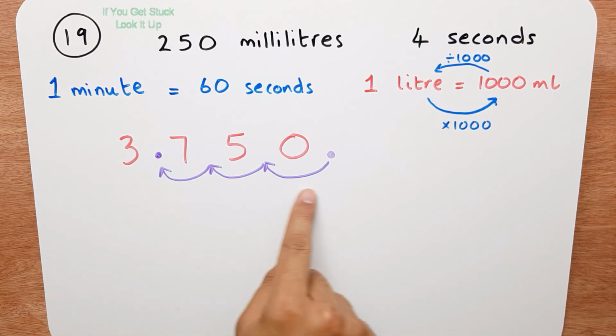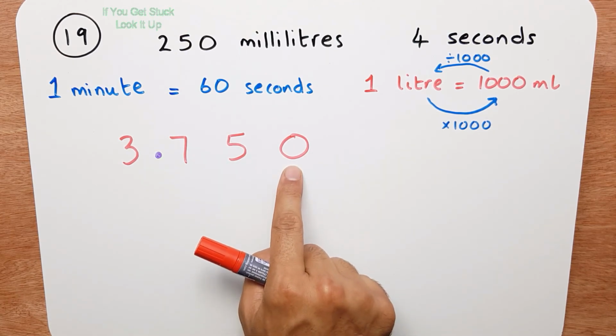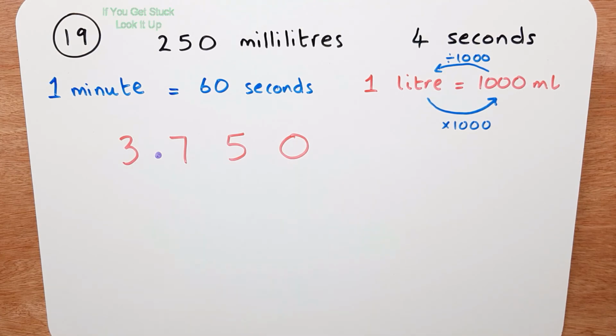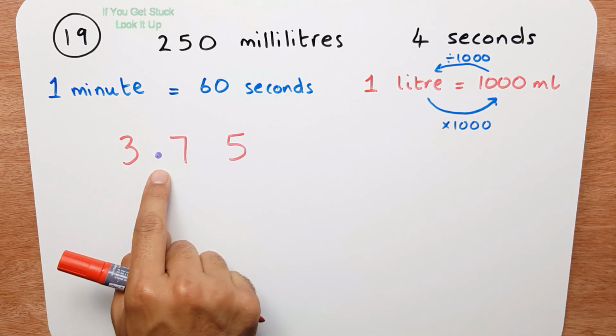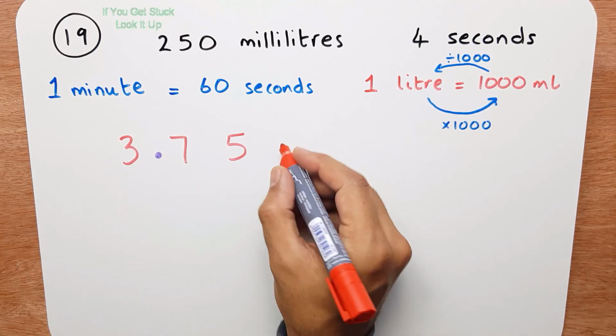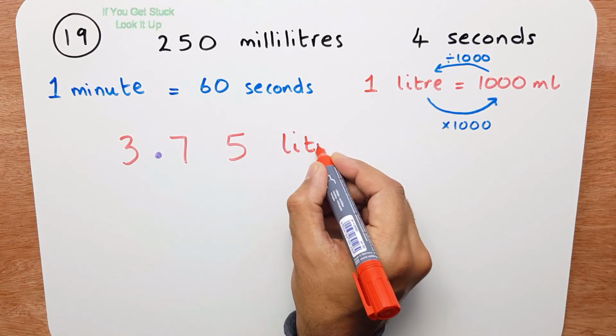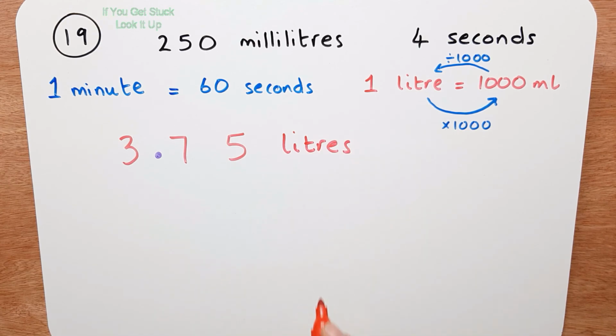So I'm going to remove this. Now we can ignore this 0. So the machine has poured 3.75 liters in that 1 minute.